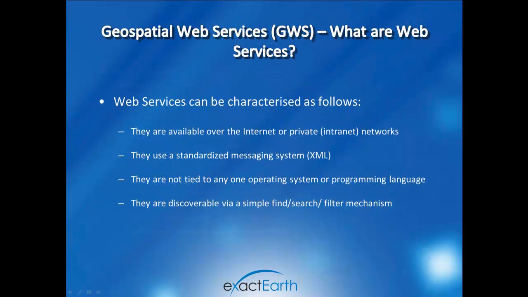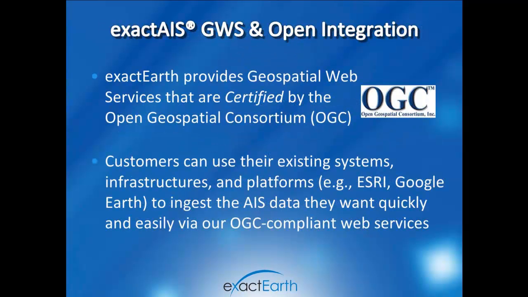exactEarth's GeoSpatial Web Services return location data and respond in the form of a map. So web services can be characterized as available over the internet using a standardized messaging system, or XML. They're not limited to any one operating system or programming language, and they're found via a simple find, search, filter mechanism. exactEarth is proud that our geospatial web services are certified by the Open Geospatial Consortium, or OGC.